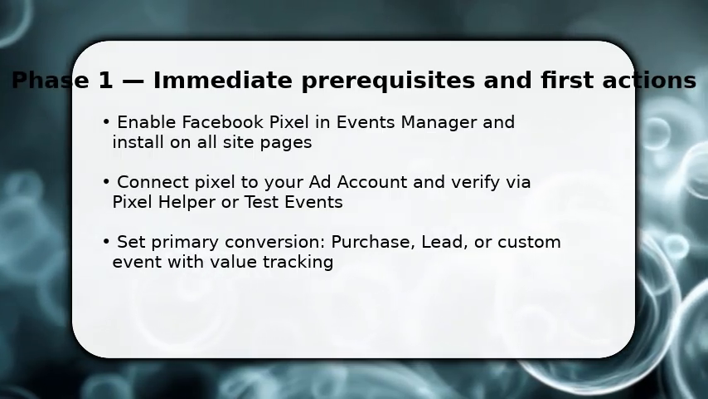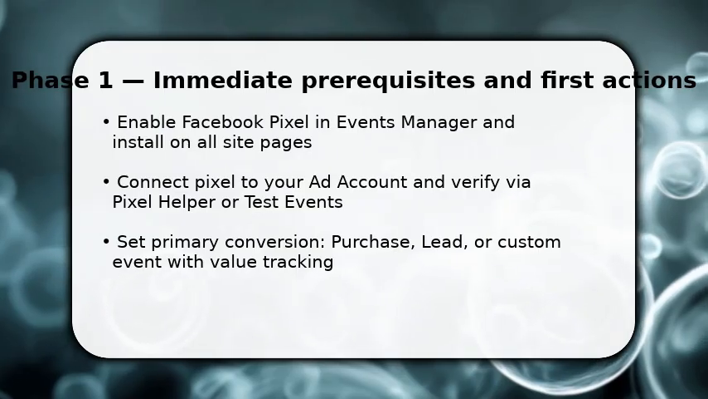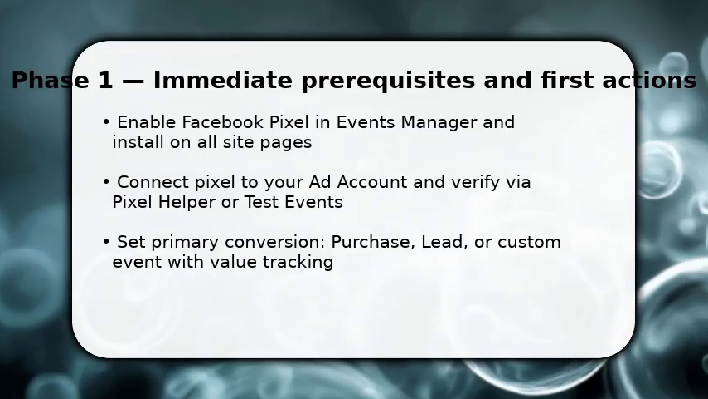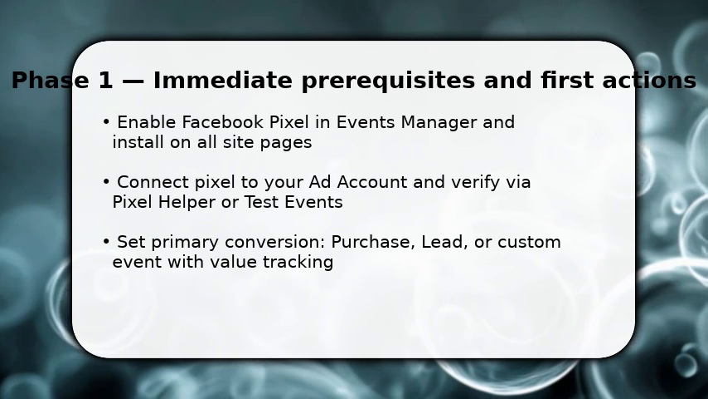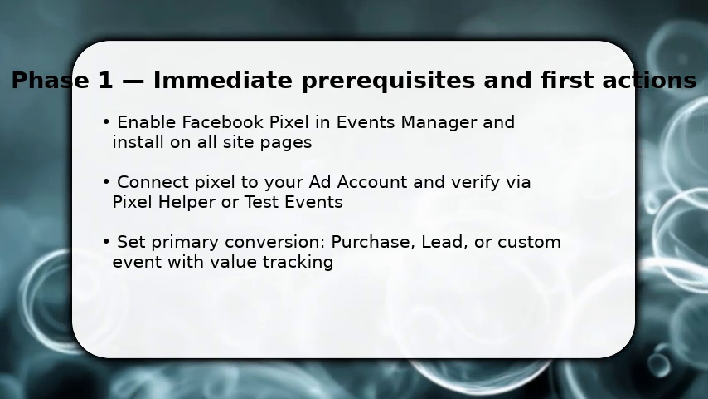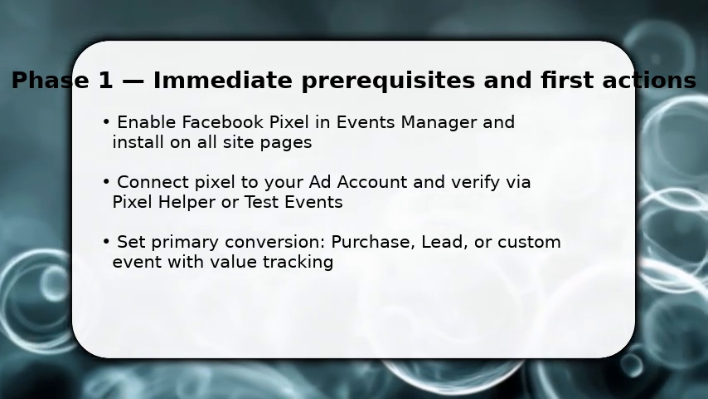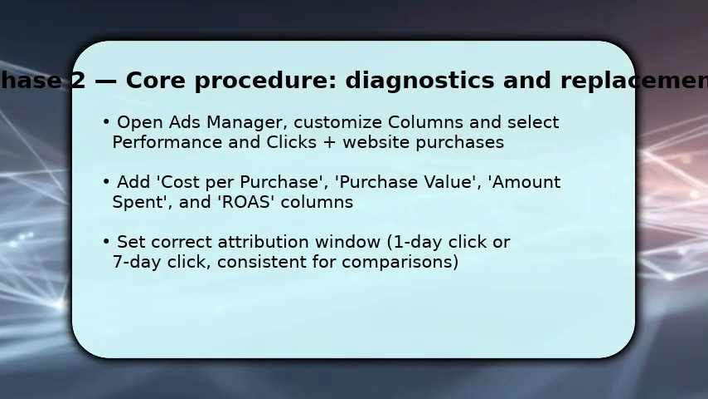Then, in Ads Manager, confirm that attribution window and columns are visible. This initial work gives you the raw data you need to calculate ROAS accurately and quickly. Now you dive into Ads Manager to compute ROAS.